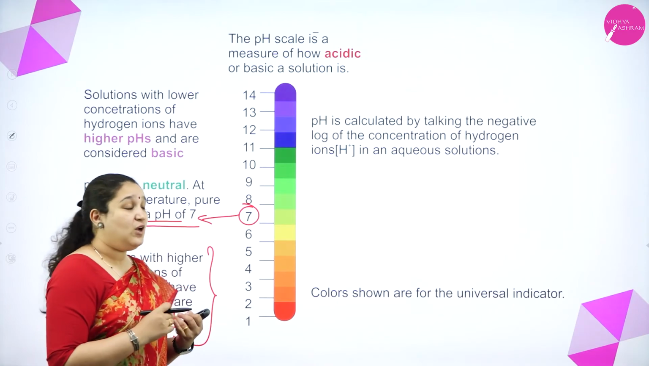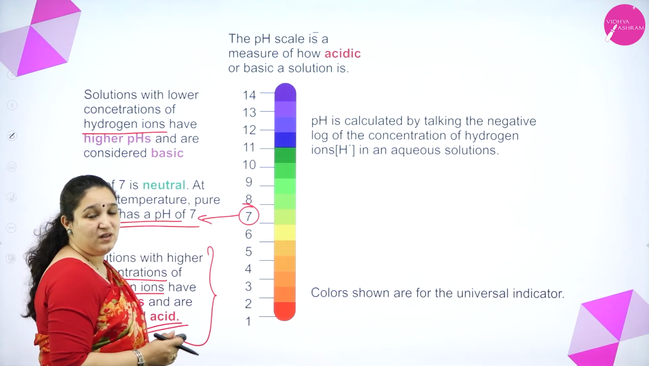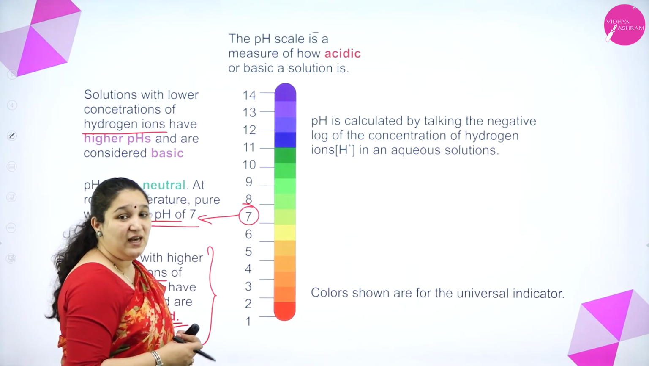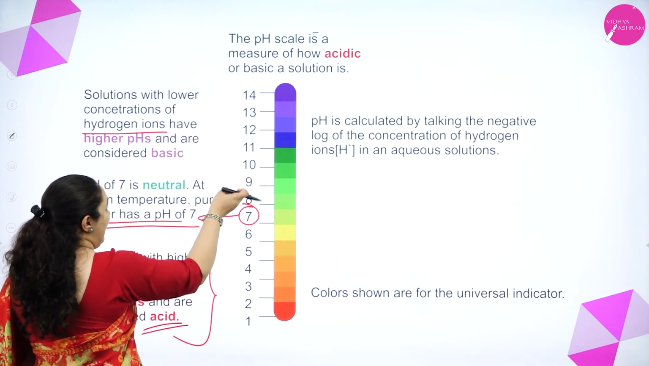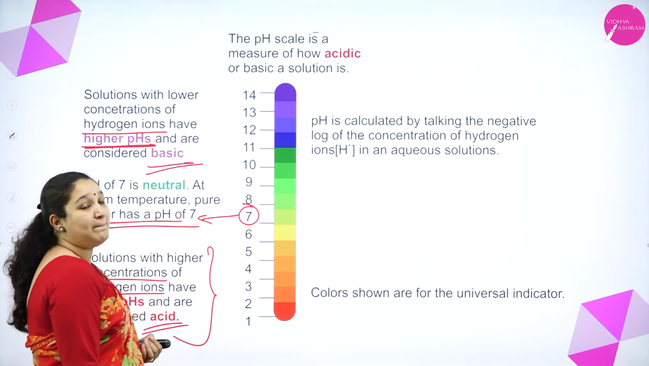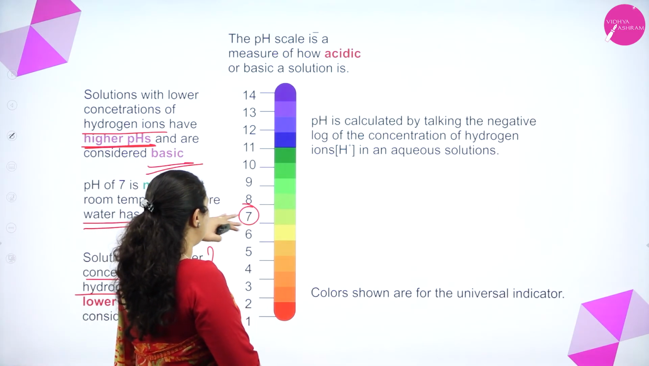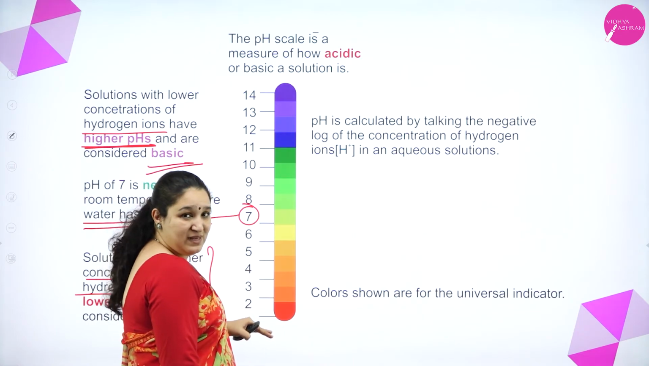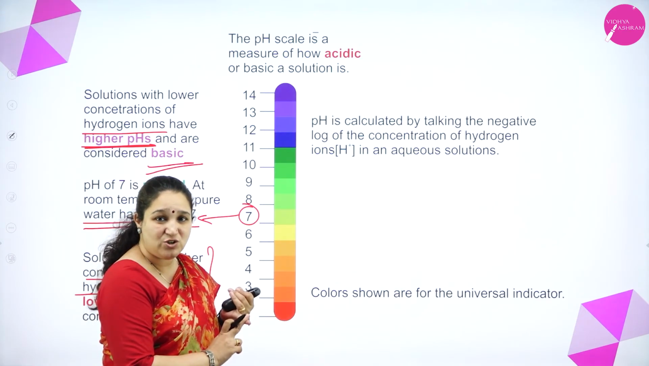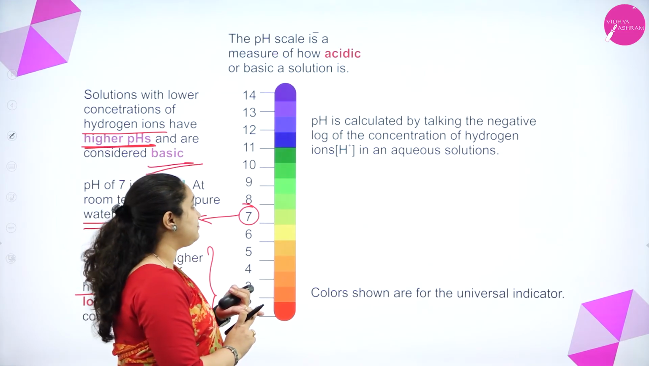Now, if the concentration of hydrogen ions is very less, H plus ions are very less, then the pH value will be above 7 up to 14, that is the higher pH, and the solution is basic. So, in the pH scale, you have from 14 to 1, 7 is neutral pH, below that we call them acids, above that we call them bases. Acids have a high concentration of H plus ion, bases have a low concentration of H plus ion.